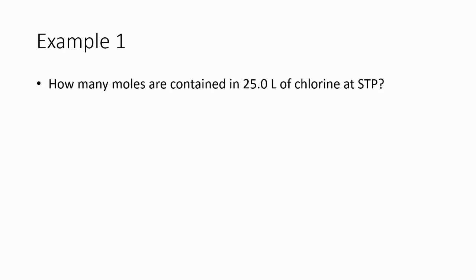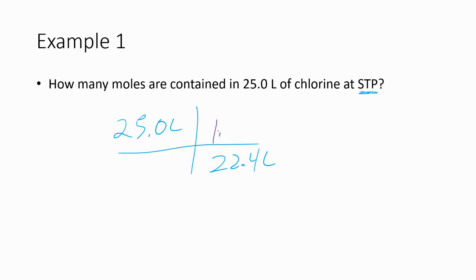All right, so if I ask you how many moles of chlorine are there in 25 liters, you would say, all right, well, there's 25.0 liters. And since it's at STP, I know that there are 22.4 liters for every 1 mole. And then you can find out that the answer is 25 divided by 22.4, 1.11, 1.12 moles. Okay. So liters cancels and you got moles left.